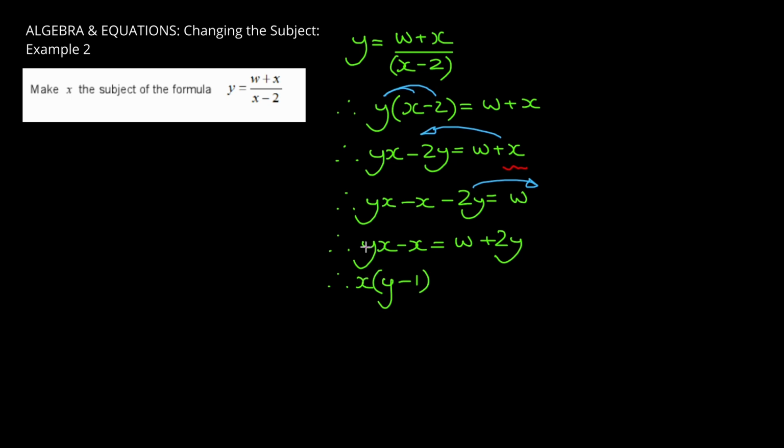Just check it. That will give us xy, all right, yx doesn't matter, and this will give us a single negative x, so we're okay. And this is copy and paste, and therefore, our last line. To unglue the x multiplied by y minus 1, we have to divide through by y minus 1. So we get x is equal to w plus 2y divided by y minus 1. And that is your answer.